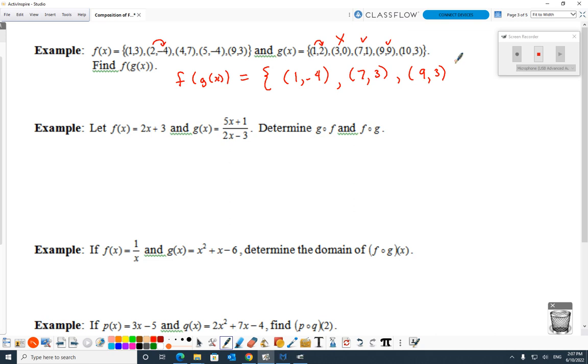This is the only things f at g at x can do. It can turn 1 into -4 eventually. It can turn 7 into 3 eventually. And it can turn 9 into 3 eventually. And that's that subset thing they were saying on the last page. You don't get the whole range. You don't get all the outputs. You only get -4, 3, and 3. You only get those 3 possibilities out of there.